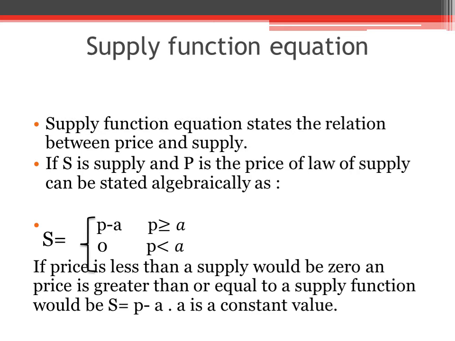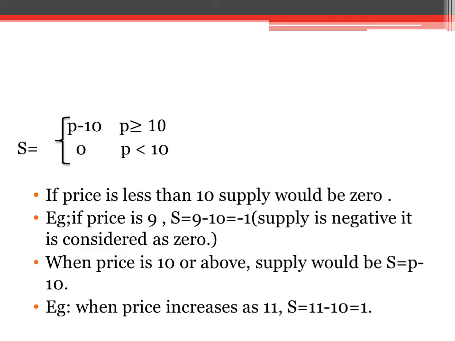We can solve a problem. So this is our problem where if price is less than 10, then supply would be 0. For example, let's imagine if price is 9, then supply would be 0. 9 minus 10, we get minus 1. Here supply is negative, which means it is considered as 0.